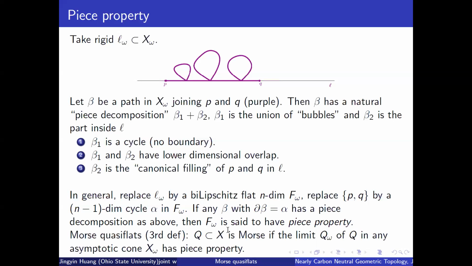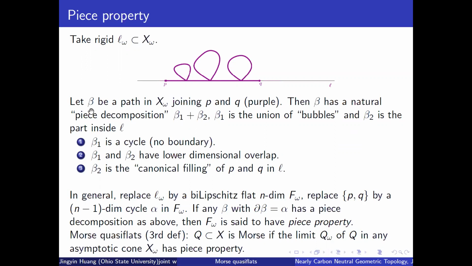Now we can characterize Morse quasiflats in a third way. We say a quasiflat in a metric space is Morse if for any limit of this quasiflat in any asymptotic cone, we get a bidirectional flat which has the PEACE property. Here I'm actually skipping a lot of technical details. So let's go back to this decomposition to see what the issues are if we try to formulate this precisely.